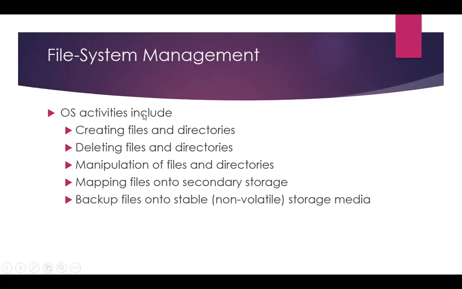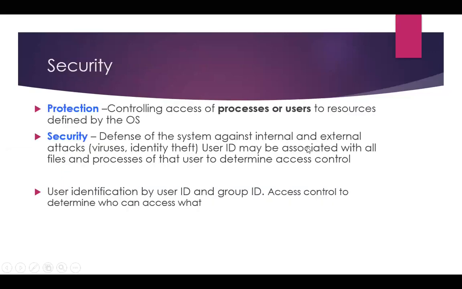So what does the operating system do with files? The operating system can create files and directories. The operating system can delete files and directories. This we will see practically in my next lecture. The operating system can manipulate files and directories. The operating system can map files to secondary storage. Secondary storage, for example, a pen drive. Then the operating system can back up files to a stable storage media. We can take a backup of our file. So the operating system does all these things to files.